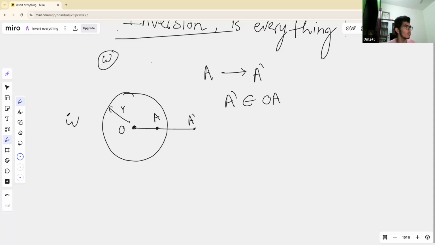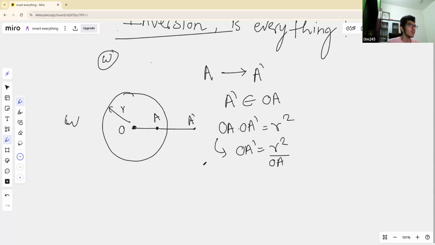For omega you need a center and you need a radius, so each inversion varies over which circle you're choosing, with which radius. Another condition is that OA times OA dash should be equal to R square, or some people like to write it as OA dash equals R square by OA. With this kind of strange condition, this transformation becomes very awesome.